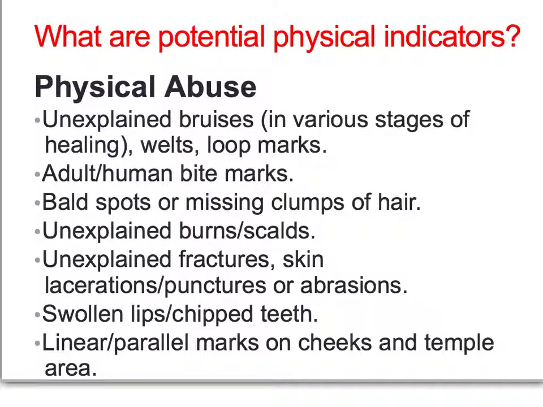Moving on to potential physical indicators for physical abuse. Anytime we're talking about abuse, we're going to be looking for things that might pop out a little bit more than they may in physical neglect. So we've got unexplained bruises, various stages of healing. As they're happening, they heal at different rates, so looking for bruises. Adult or human bite marks, bald spots or missing clumps of hair, unexplained burns or scalds, unexplained fractures, skin lacerations, punctures or abrasions, swollen lips or chipped teeth, linear or parallel marks on cheeks and temple area.